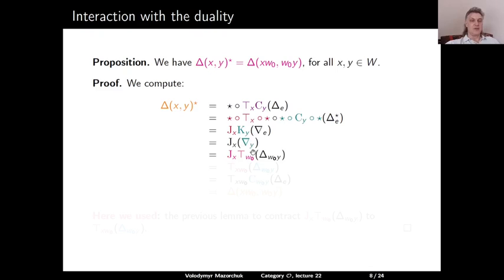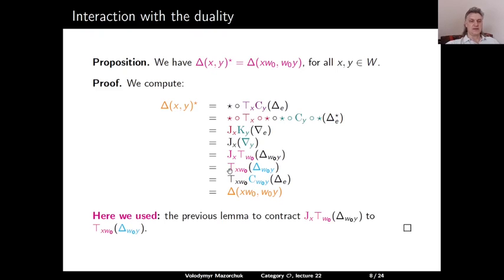We know that nabla y is isomorphic to T W0 of delta W0y. And using the previous lemma, since delta W0y has a Verma flag, we can write T_x T_W0 delta W0y as T_xW0 delta W0y. Finally, we know that delta W0y is C_W0y applied to delta E, and now we have the definition of delta xW0, comma W0y. And here, in the crucial place, here in the middle, we used the previous lemma.